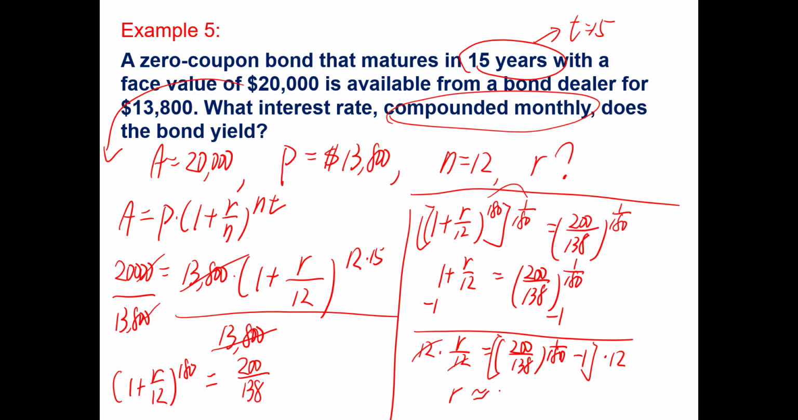So 0.0248 means 2.48%. So the rate is 2.48%. And that's pretty much everything on this section, the remaining section.